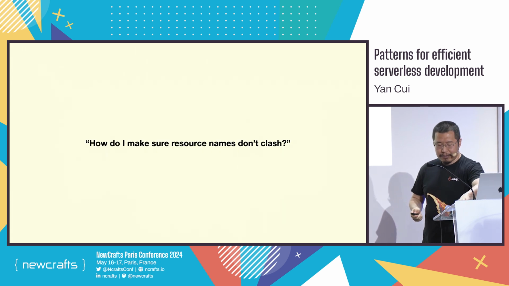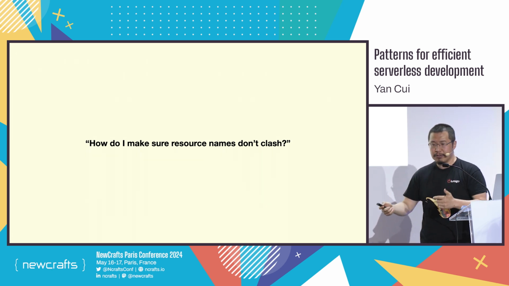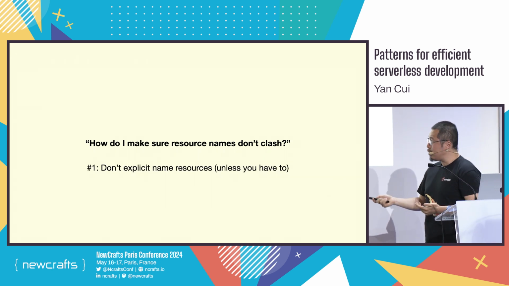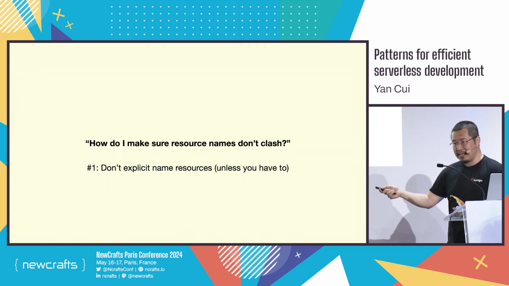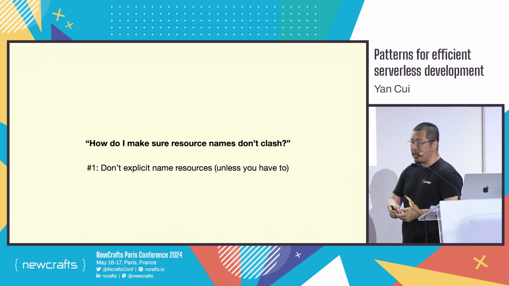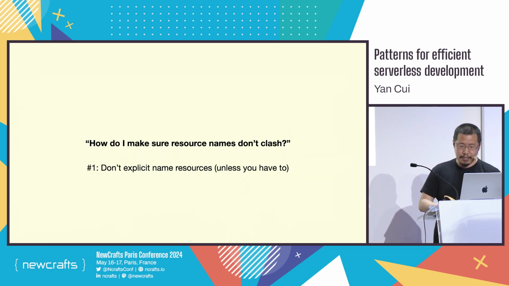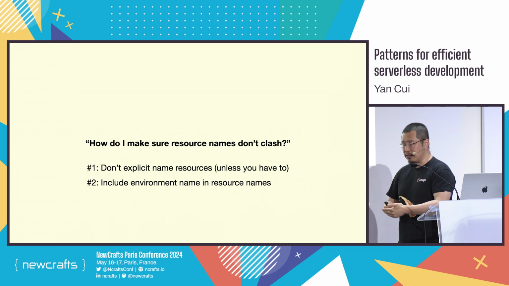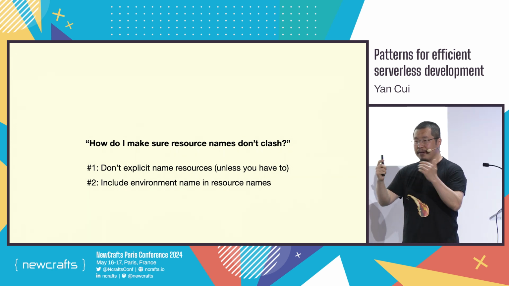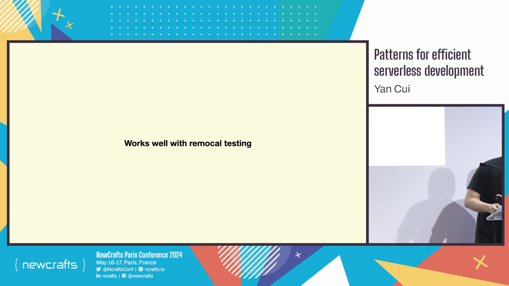And one of the big questions about this is, okay, if you've got all of these copies of the same application in the same account, how can I make sure that my resources don't clash? Number one thing you do is don't explicitly name resources unless you have to. CloudFormation, when it names your resource, adds some random suffix. So typically, you won't get any name clashes from that. And where you do have to name a resource yourself, like an EventBridge EventBus, then just make sure that you include the environment name as part of the name, either as a prefix or as a suffix.